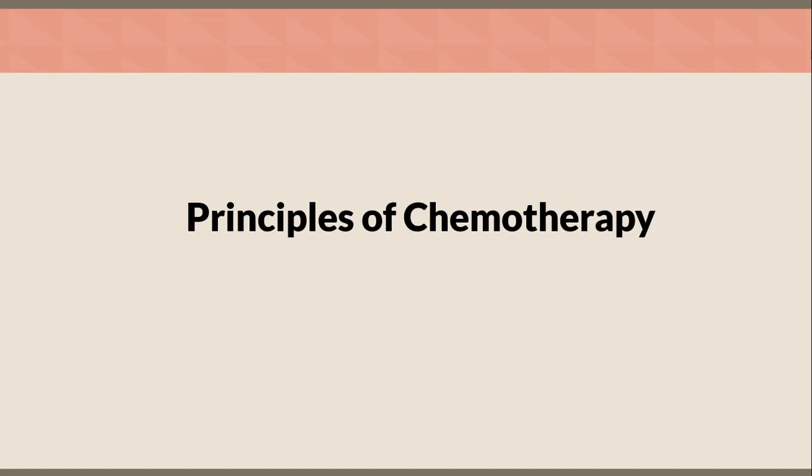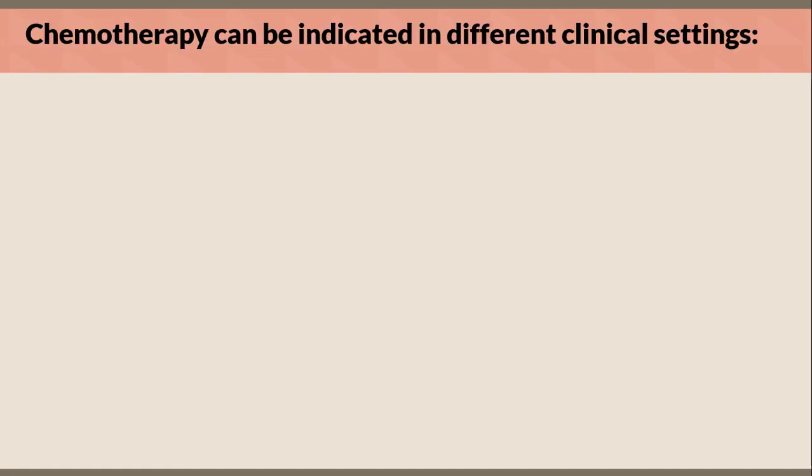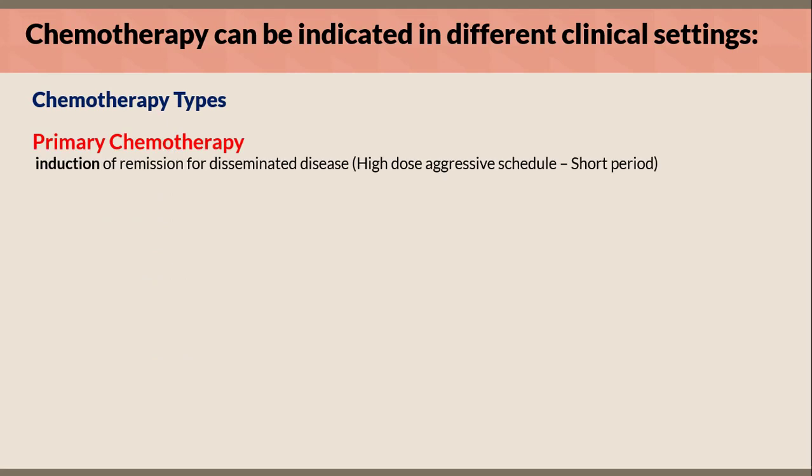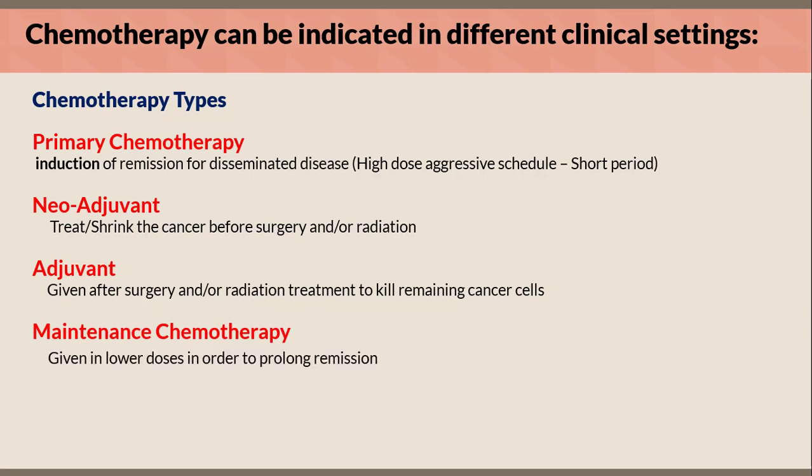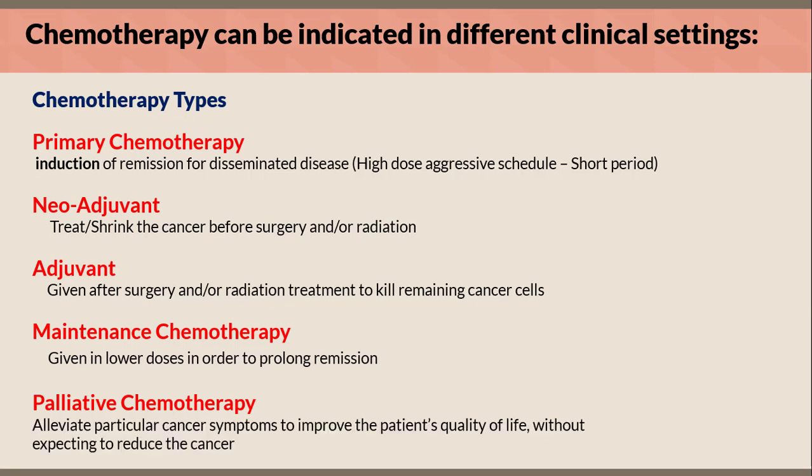Principles of chemotherapy. Chemotherapy can be indicated in different clinical settings. First, chemotherapy type. Primary chemotherapy, induction of remission for disseminated disease, high-dose aggressive schedule for a short period of time. Neoadjuvant, treat and shrink the cancer before surgery and or radiation. Adjuvant, given after surgery and or radiation, treatment to kill remaining cancer cells. Maintenance chemotherapy, given in lower doses in order to prolong the remission. Palliative chemotherapy, alleviate particular cancer symptoms to improve the patient's quality of life without expecting to reduce the cancer.